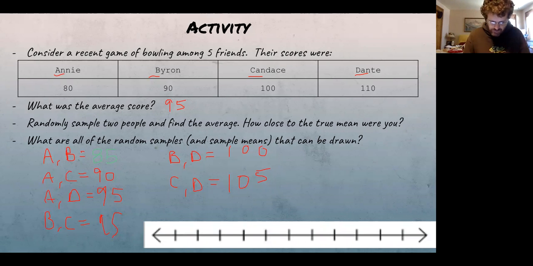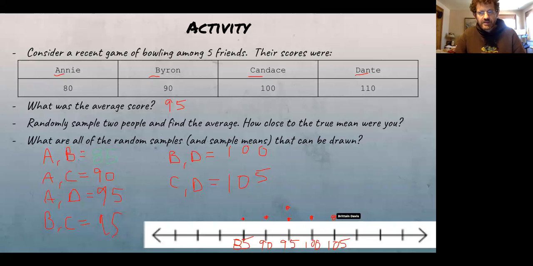So if this was, let's start with 85, 85, 90, 95, 100, and then 105. So now we can plot these in a dot plot. I'll just do it real quick. So 85, we have 1 there, 90, 95, oh, we have 2 95s, and then 100, and then 105.